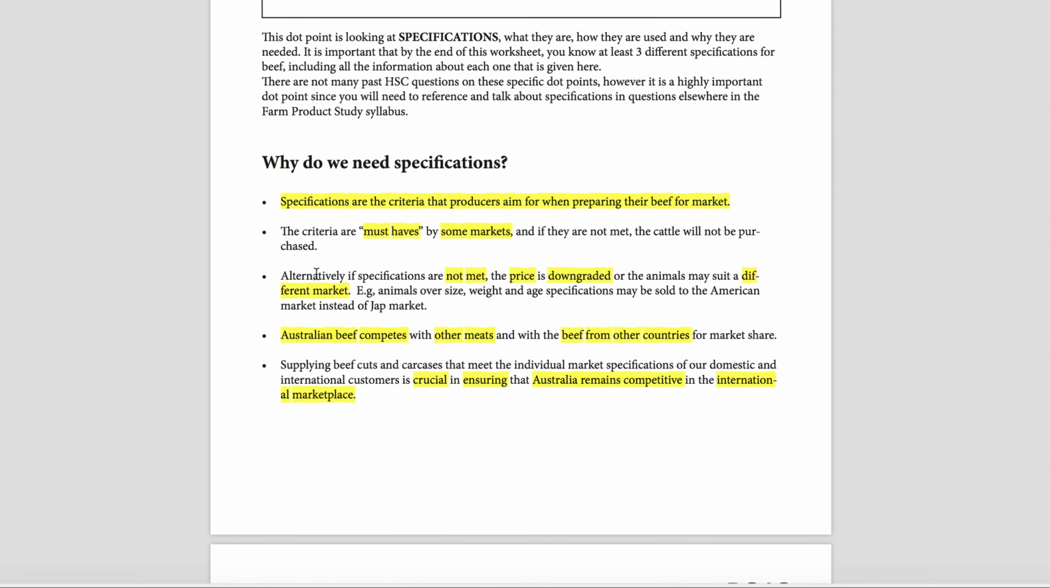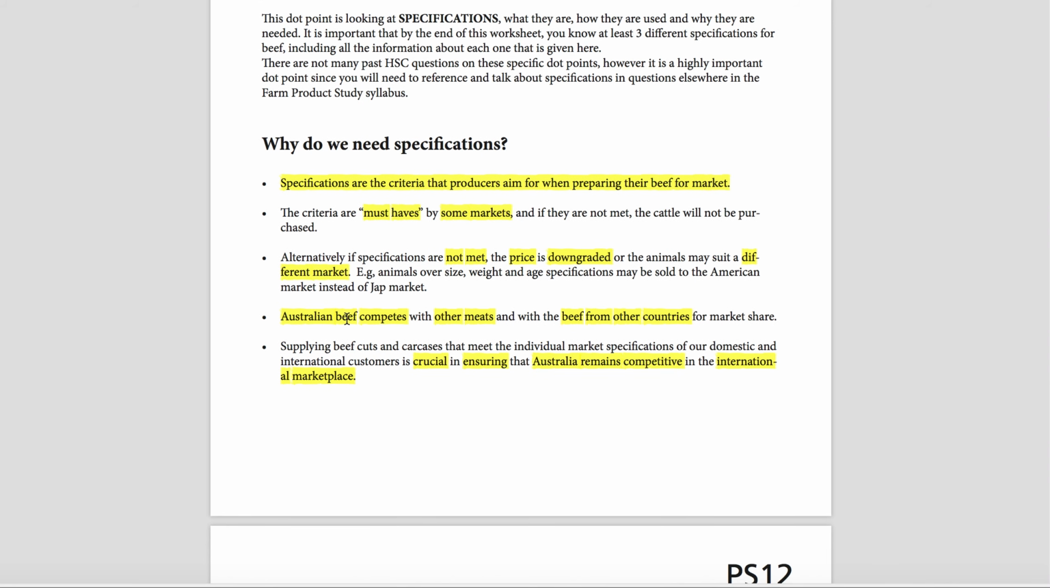On the other hand, if specifications aren't met for a market, the price is either downgraded so they get less money, or the animal might be sold to a different market. So for example, the Australian market likes really lean beef and lighter, younger carcasses. And so if it gets too old, because you haven't been able to feed it enough, and by the time you get some good pasture, the animal's too old and might end up being too heavy, you might sell it to the American market or the Japanese market instead of the Australian market.